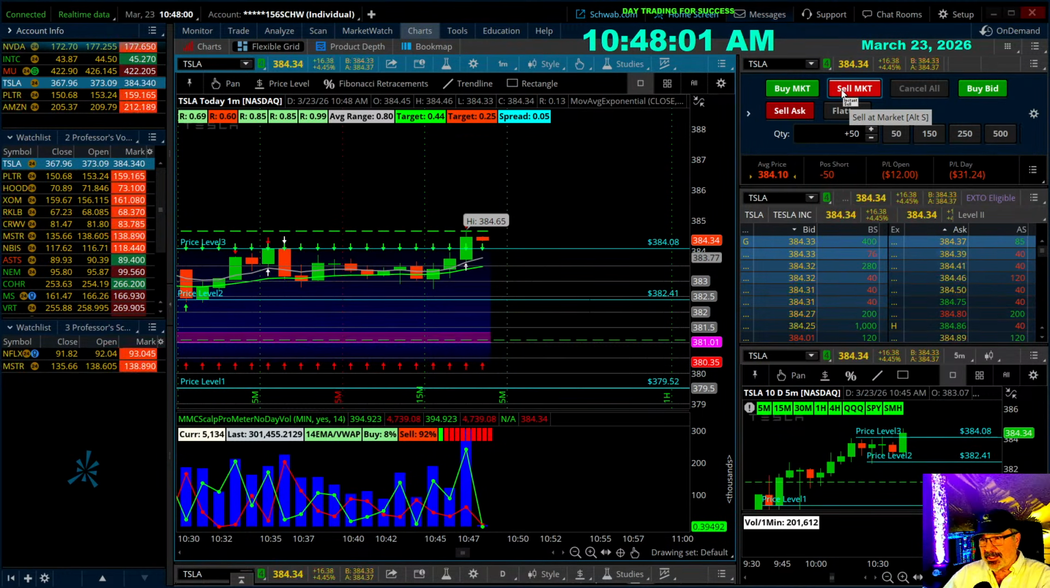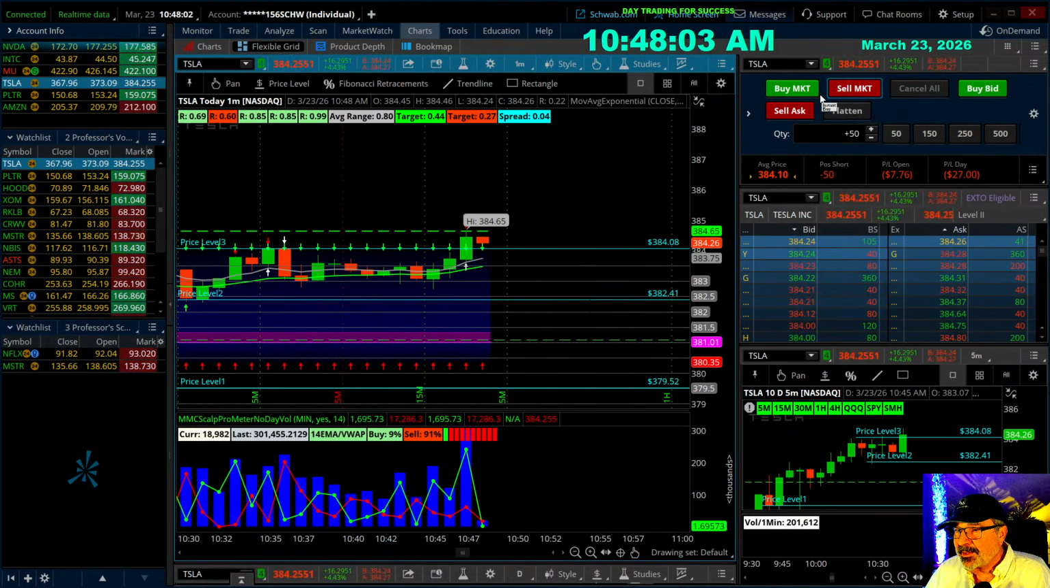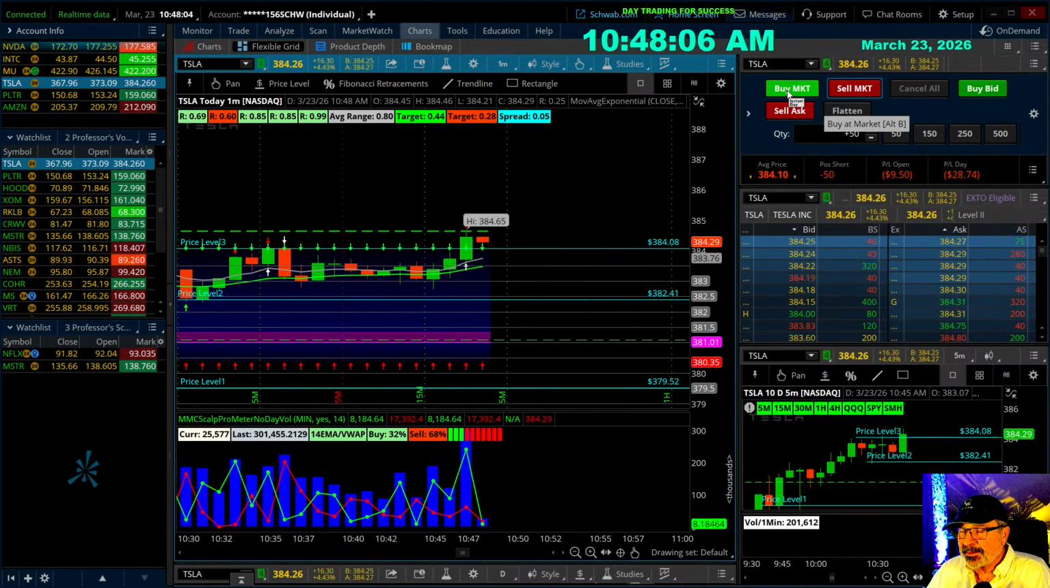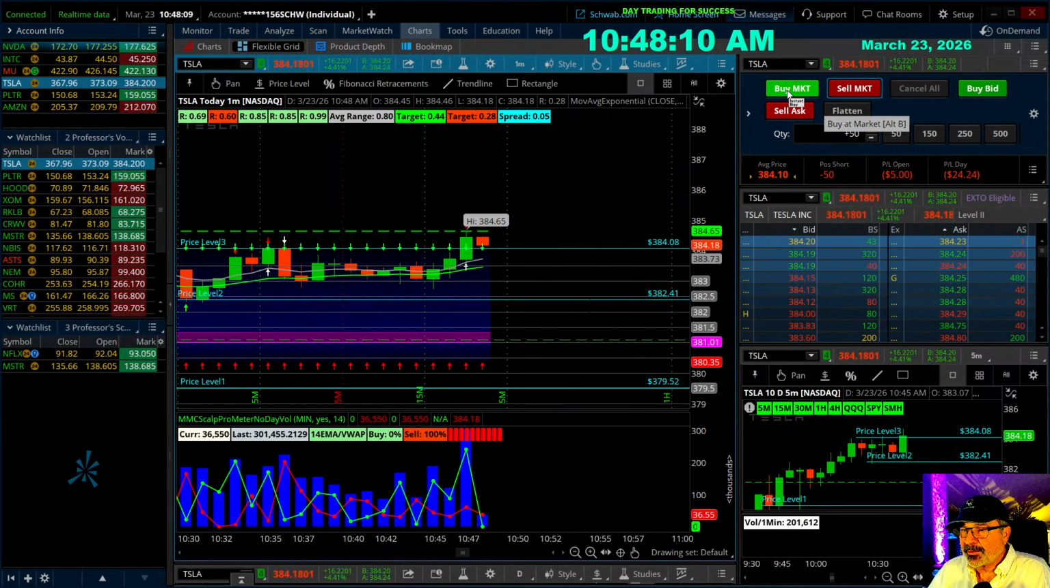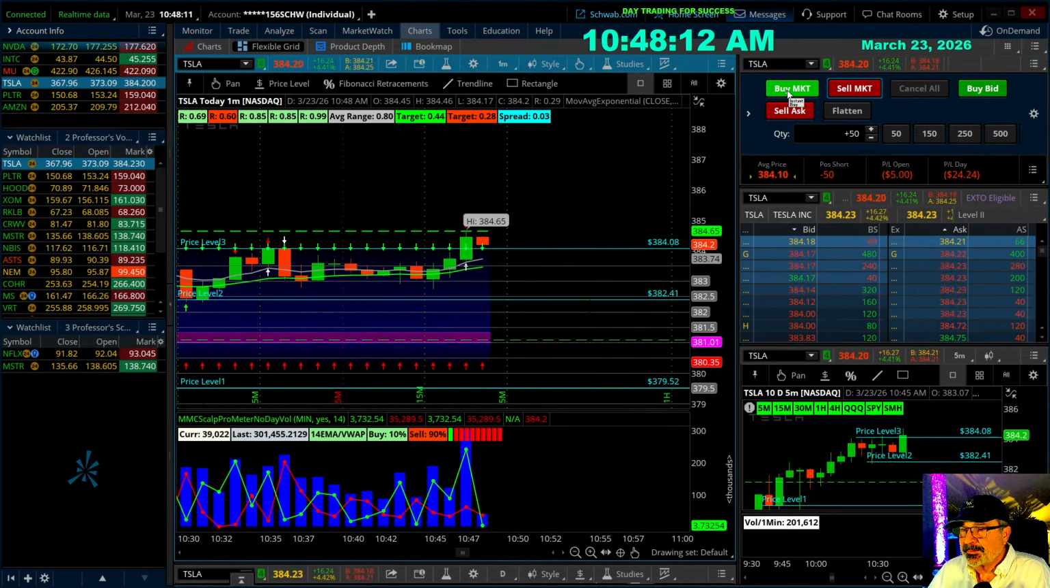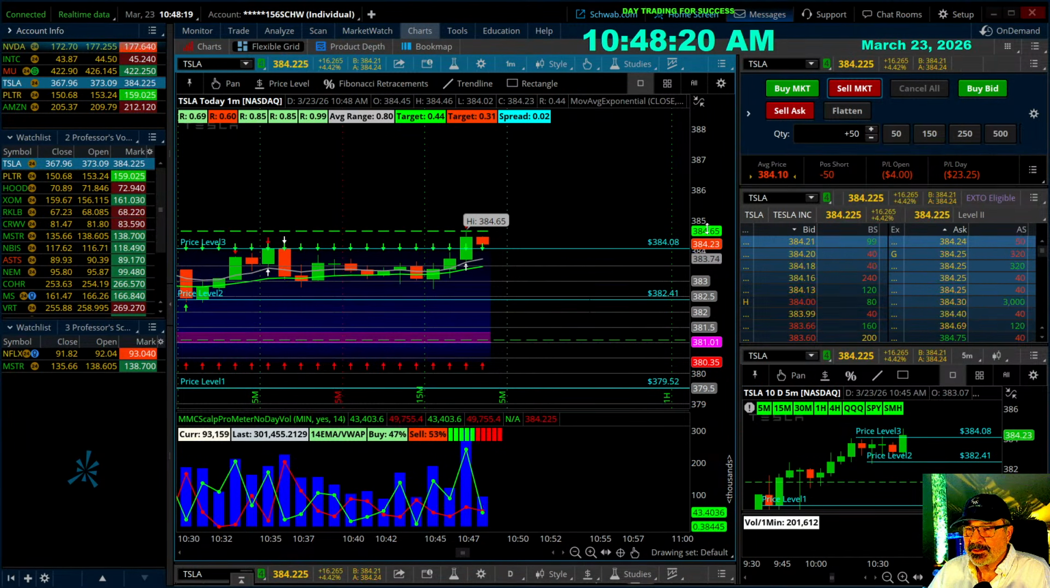I was looking to add, that's why I'm hovering over the sell button, but it pulled back right when I was thinking about it. Break that level, let's recoil. More like a retrace now. Come on, you can do it.